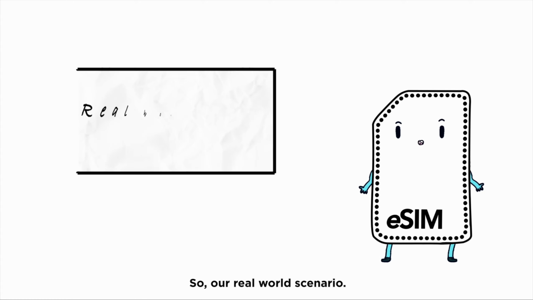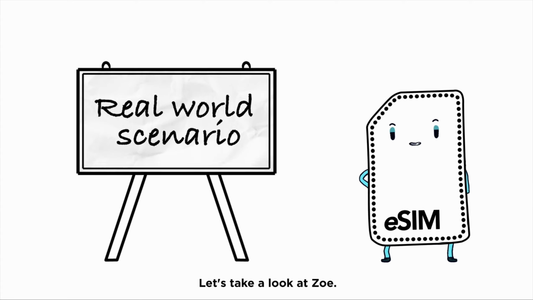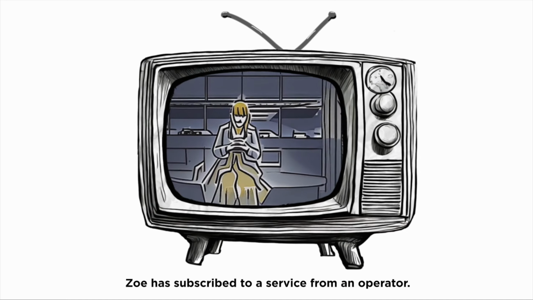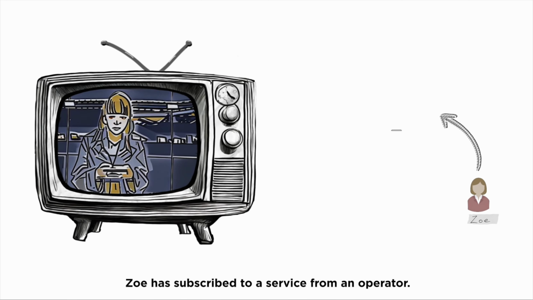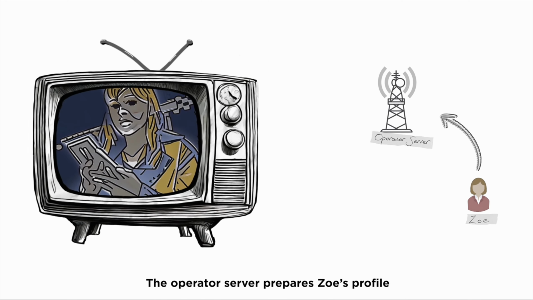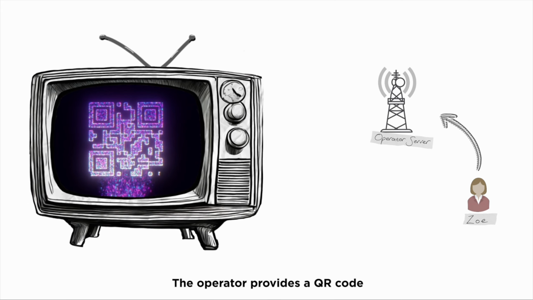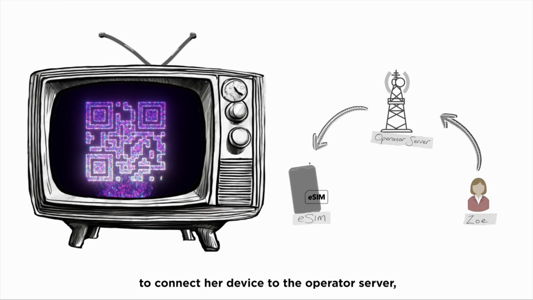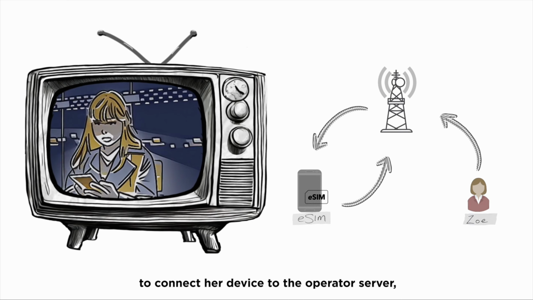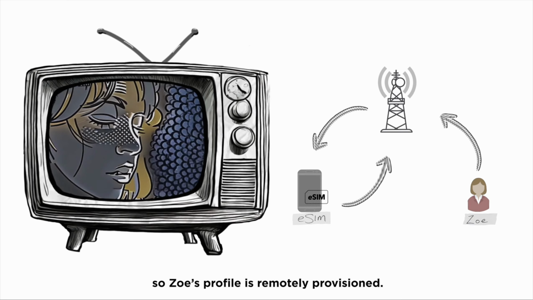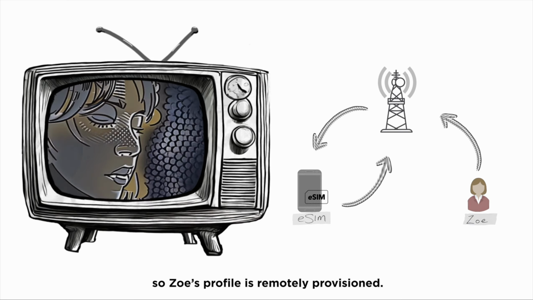So our real-world scenario. Let's take a look at Zoe. Zoe has subscribed to a service from an operator. The operator server prepares Zoe's profile with the subscription details. The operator provides a QR code that Zoe can scan to connect her device to the operator server, so Zoe's profile is remotely provisioned. Thanks to the device interface, Zoe can now locally enable, disable, and delete her profile, or activate more than one profile to access the operator's network.